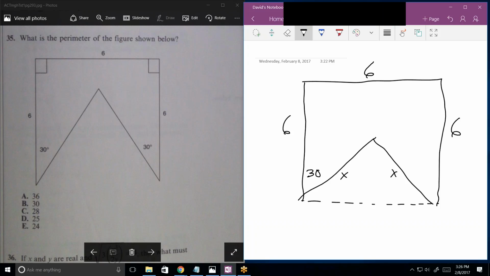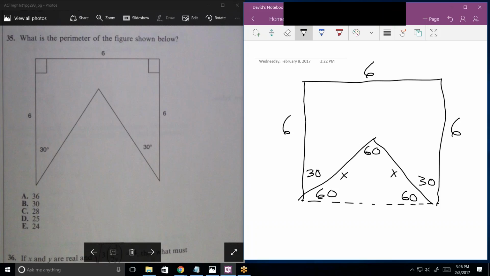Reason being is, what's this angle right here that I'm pointing at? That is 60. And this angle over here, also 60? Yeah. Which makes that 60. Oh, so it's an equilateral triangle. Exactly. So that means the side, what is X? X is 6.